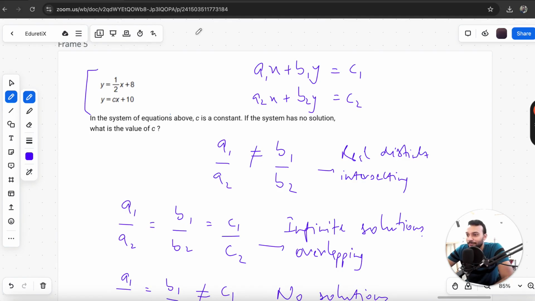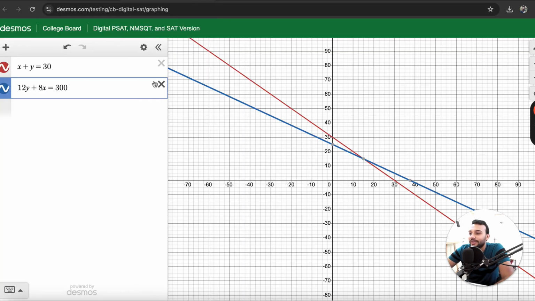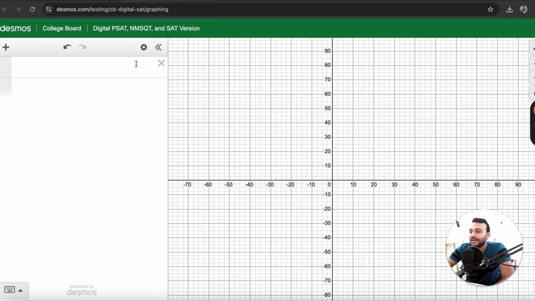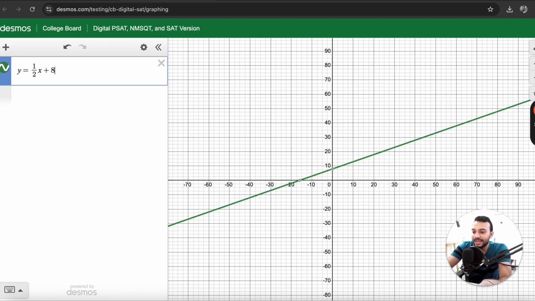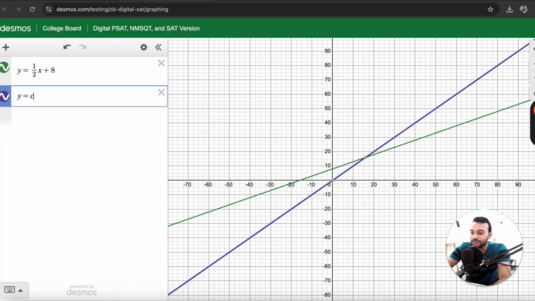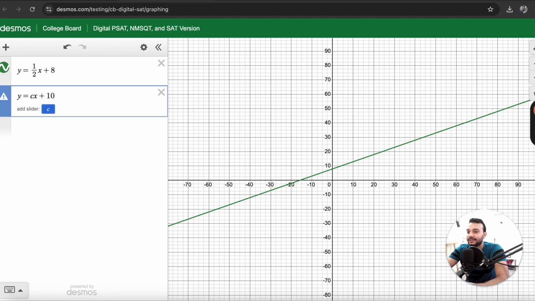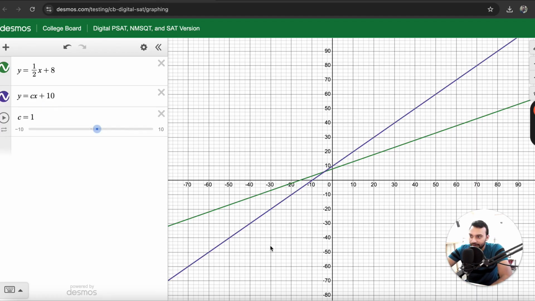Okay, I just want to show you. So y is equal to half x plus 8. We write that y is equal to half x plus 8. Next one, the equation is given y is equal to cx plus 10. Let's add a slider. Now we add a slider for c. Right now the two lines are intersecting.